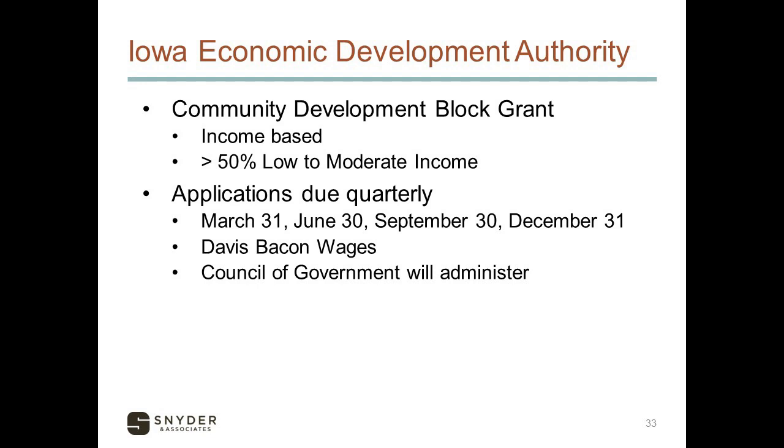The applications for this are due quarterly: the end of March, the end of June, end of September, end of December. This money, if you get this grant, will require Davis-Bacon wages for the project. And one of the local councils of government around the state will help you administer these funds.